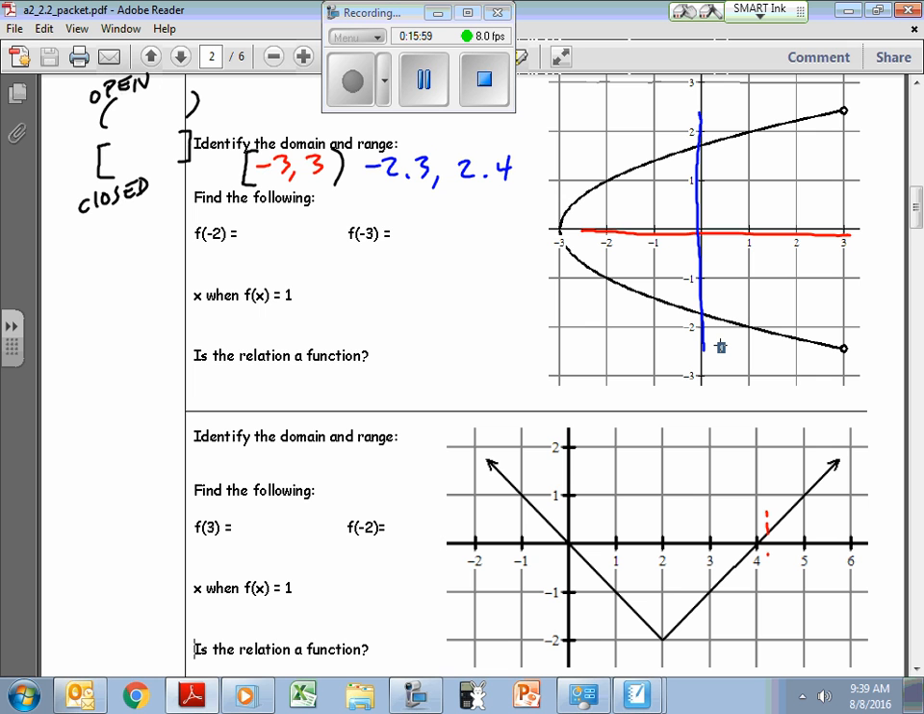All right, here we go. This side of the room, what goes on the left side of the negative 2.3? Open, which means a parenthesis. This side of the room, 2.4? Open. Yeah. Look at it, see if you get it.